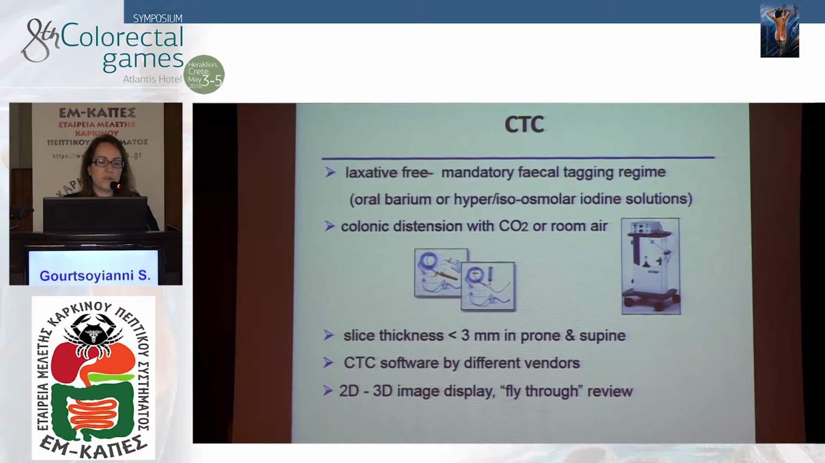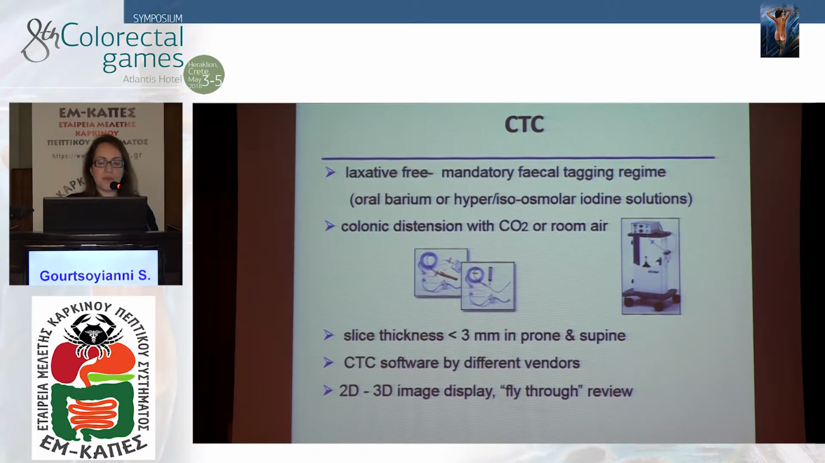In order to do so nowadays, we use a laxative-free technique. It is mandatory to give a fecal tagging regime, that is, the patient has to orally ingest, a day before the exam, oral barium or hyperosmolar or iso-osmolar iodine solution so that the feces in the colon get tagged. We use colonic distension with carbon dioxide or room air. The slice thickness of the images that we obtain is less than 3 millimeters, and the patient is scanned in prone and supine acquisition.